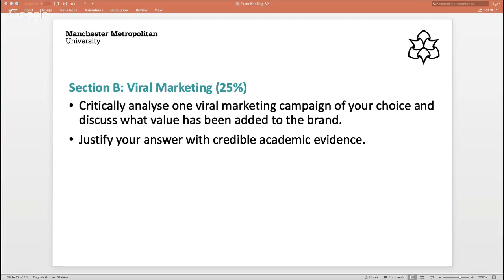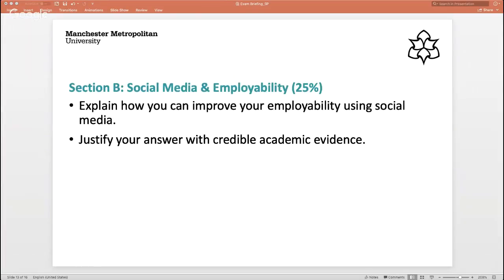The last question that you can pick from, so question number 5 in section B, is about social media and employability. And we're going to be looking at this as the last topic before we finish and start with doing revision sessions. But how can social media make you more employable? How would having a LinkedIn account make you more employable? How would having a presence on social media help you network? How would having a social media account help you get a role within marketing?